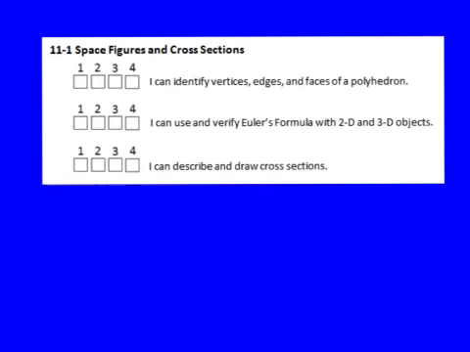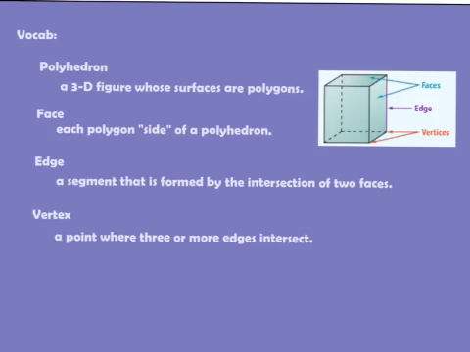We're starting chapter 11 with talking about space figures, so 3D objects, and we're going to identify what amount of vertices, edges, and faces they have, and we're also going to use this thing called Euler's formula in order to help us with that. So the first thing we have to do is we have to get some vocabulary down. We have a few words here.